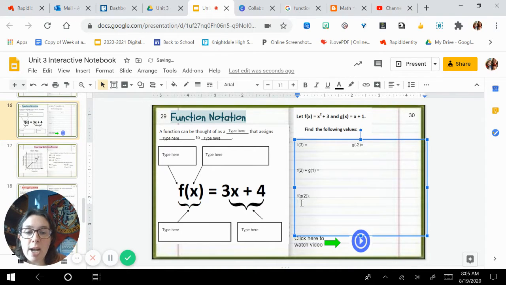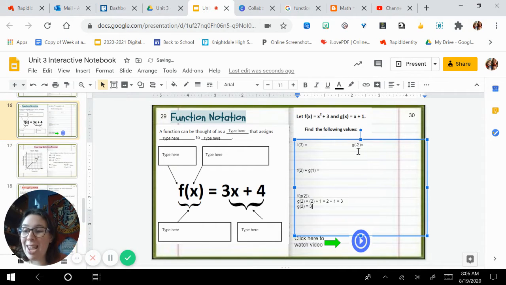So it says f of g of 2. The inside function is g of 2, so I'm going to do g of 2 first. Remember, g of x is x plus 1. So I'm going to plug 2 into the x spot. 2 plus 1 equals what? 3. So g of 2 equals 3.